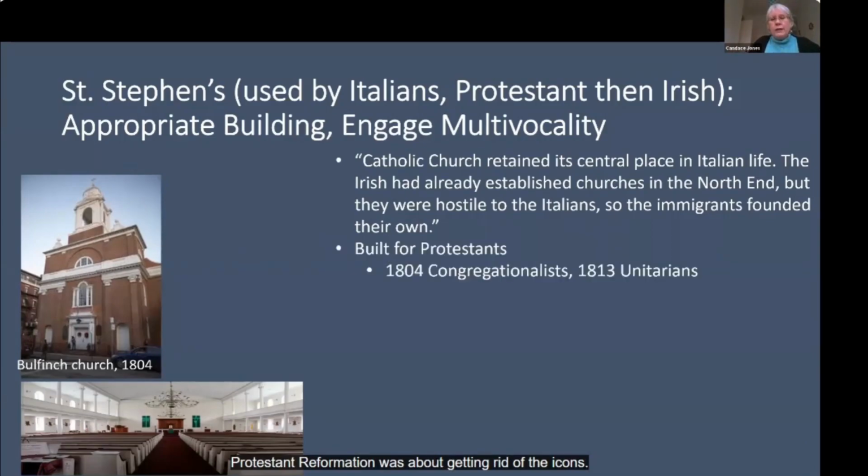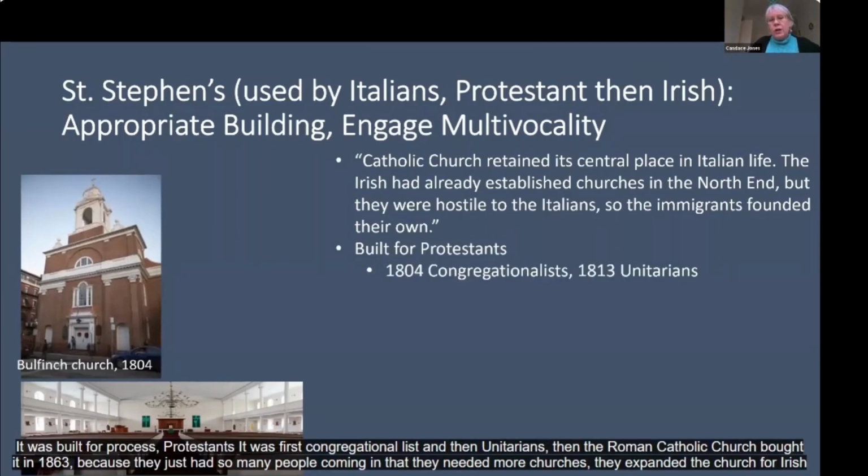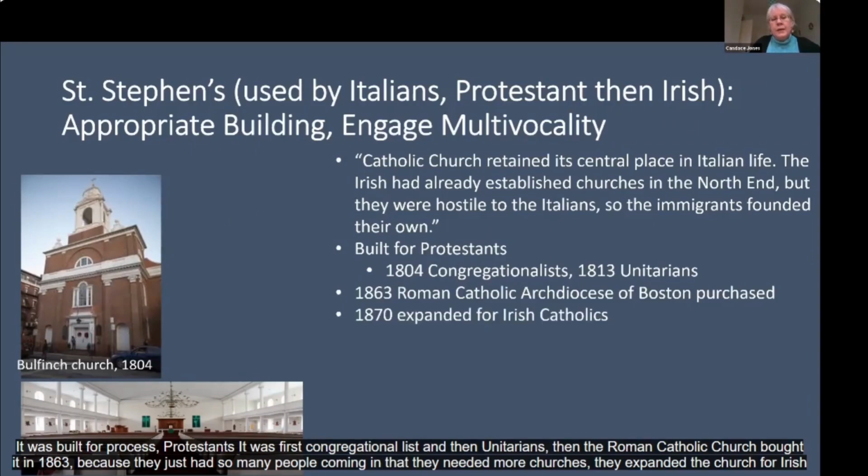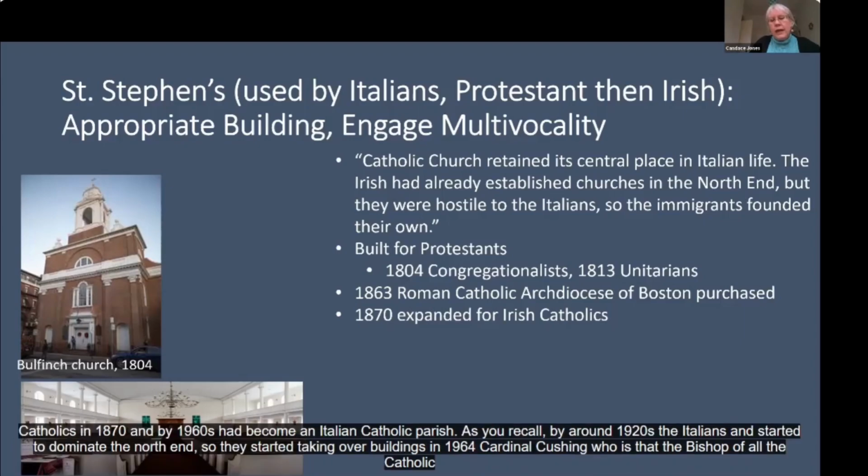It was built for Protestants. It was first Congregationalists and then Unitarians. Then the Roman Catholic Church bought it in 1863 because they just had so many people coming in that they needed more churches. They expanded the church for Irish Catholics in 1870, and by the 1960s, it had become an Italian Catholic parish. As you recall, by around the 1920s, the Italians had started to dominate the North End, so they started taking over buildings.